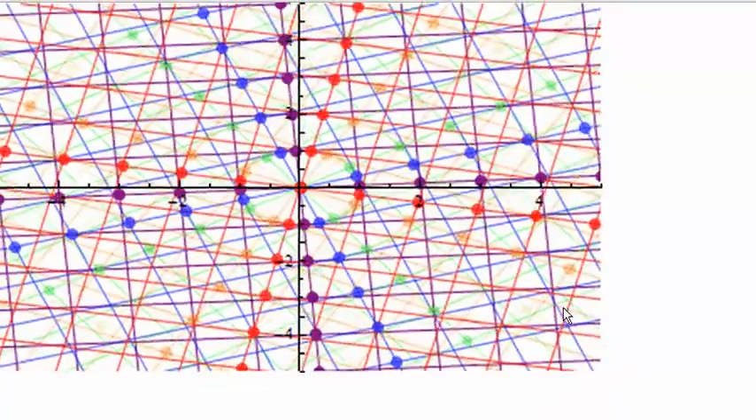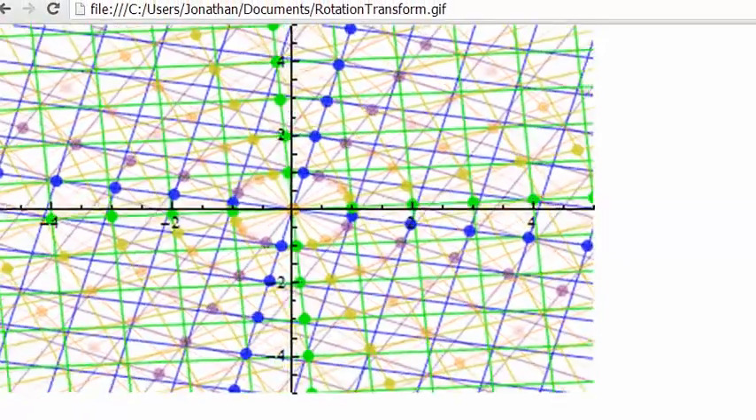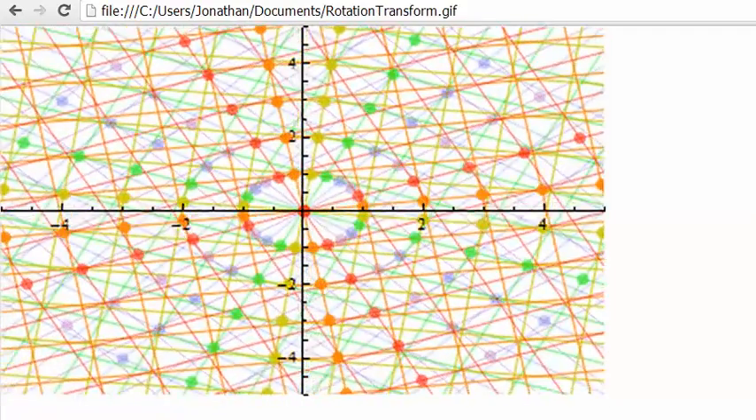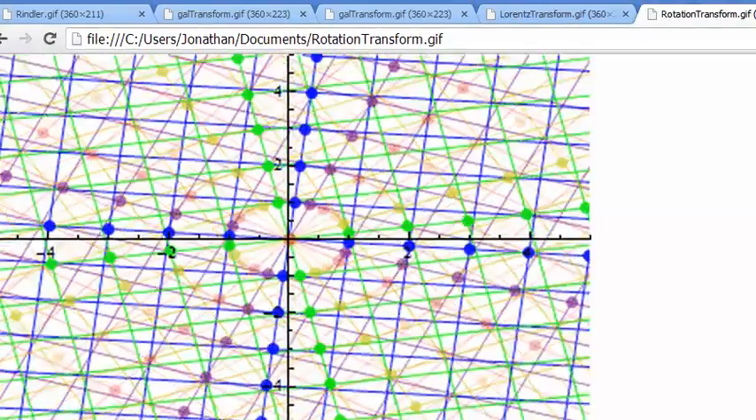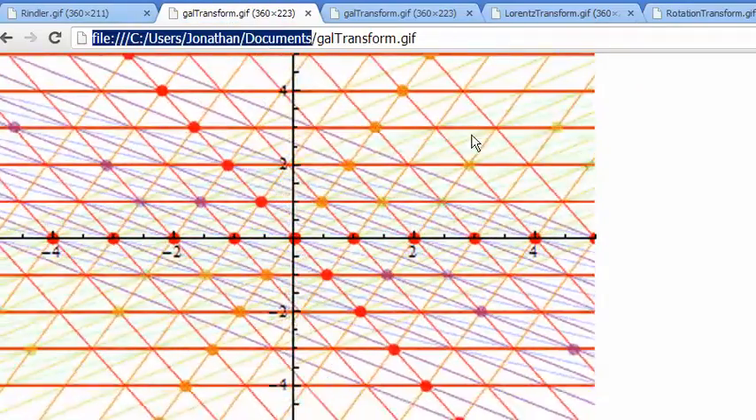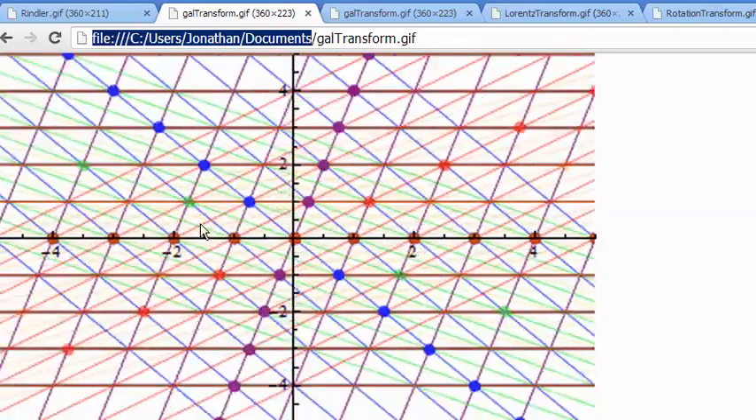Okay, I found the final version of the code that I used, and I produced all of these animations really using very similar code. You'll see I have them lined up here. The Galilean Transform looks like this with the straight lines coming across.